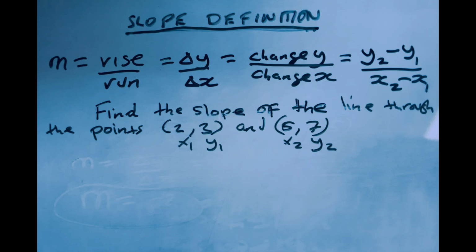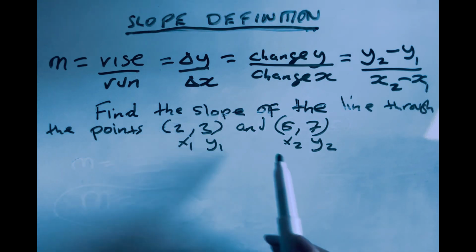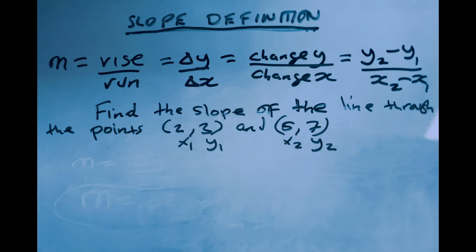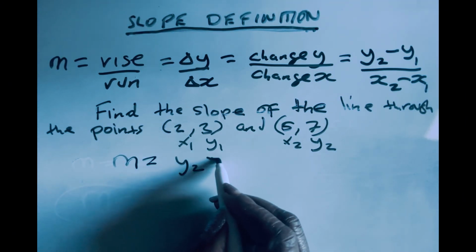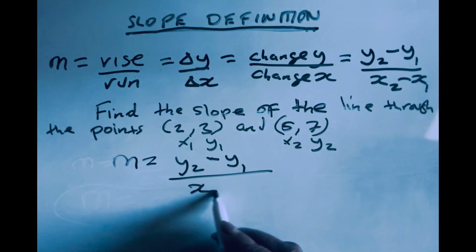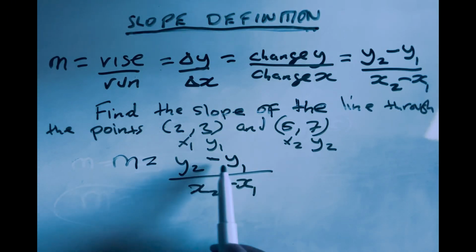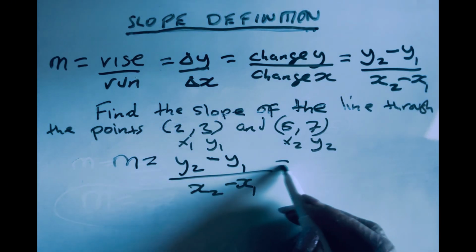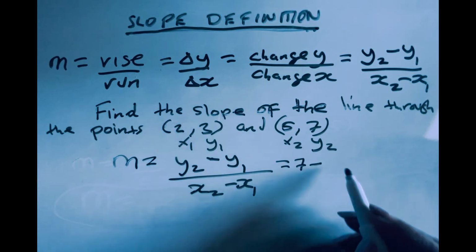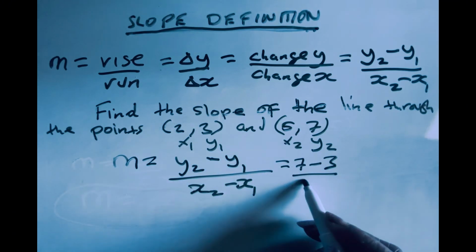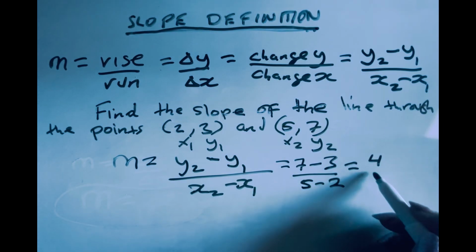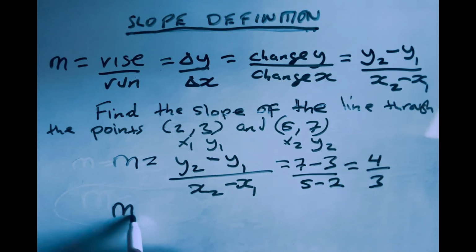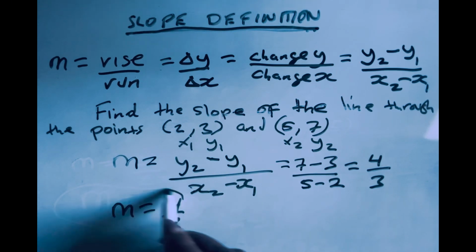Let's try another example. We're going to find the slope of the line through the points 2, 3, and 5, 7. Once again, we have that formula. Slope is y2 minus y1 over x2 minus x1. So just plugging in the numbers, our y2 is 7 minus our y1, which is 3, all over x2, which is 5, minus x1, which is 2. This will give us 4 over 3. So here our slope is 4 over 3.